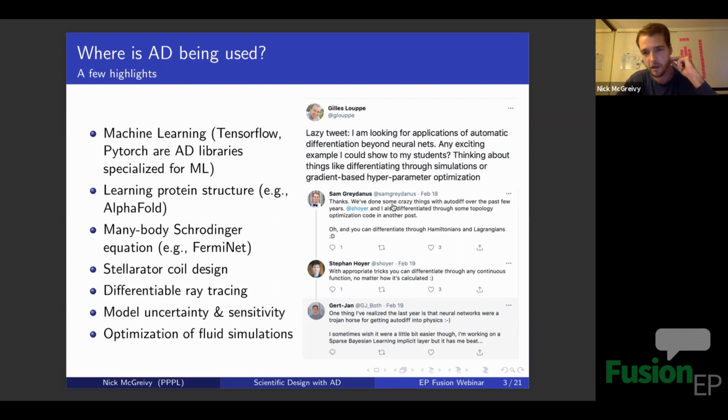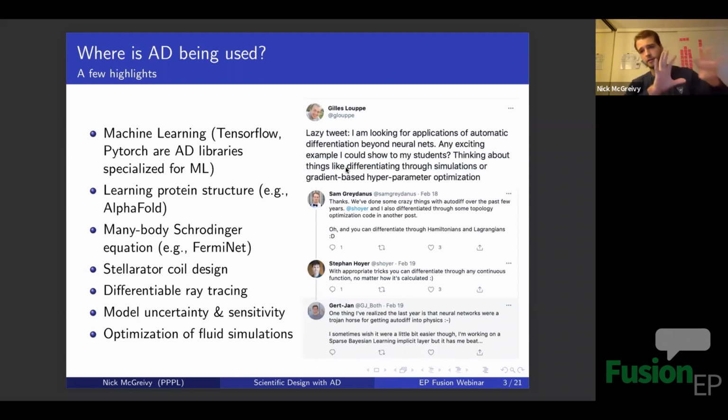And then this is an exchange that I liked as well. So Sam says we've done some crazy things with AutoDiff over the years, and then Gert mentions how neural networks were kind of a Trojan horse for getting AutoDiff into physics. Now it's worth mentioning the history here, which is that AutoDiff has been around for a long time. It was really worked on mostly in the 80s, 90s, early 2000s, by some folks in Germany, and they really developed the theory, and they really laid the groundwork for the later interest in automatic differentiation that was popularized through the machine learning community.